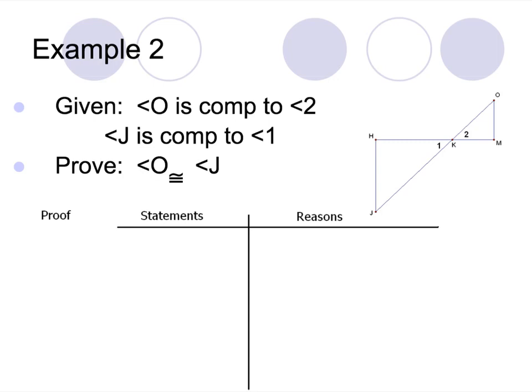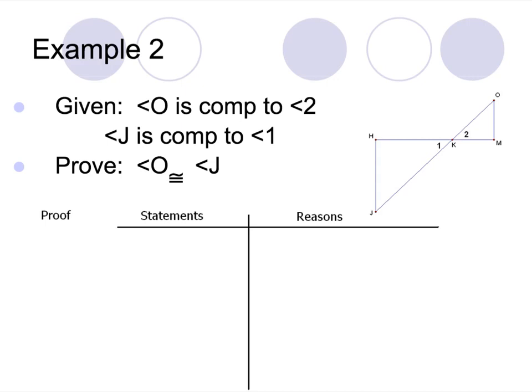Let's see here. Angle O is complementary to angle 2. Angle J is complementary to angle 1. I want to prove that O and J are congruent to each other. Let's think here. I've got a couple of complementary statements, right? So when I see complementary going on, I'm thinking, ooh, maybe this is one of those cool theorems where angles that are complementary to the same angle are congruent, or angles that are complementary to congruent angles are congruent. Well, I don't have any congruent angles yet.